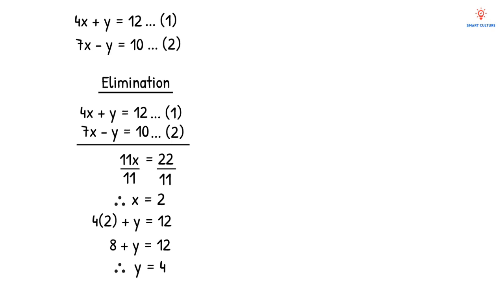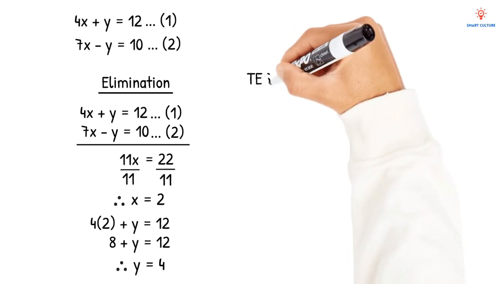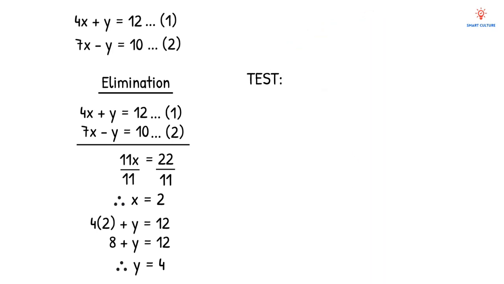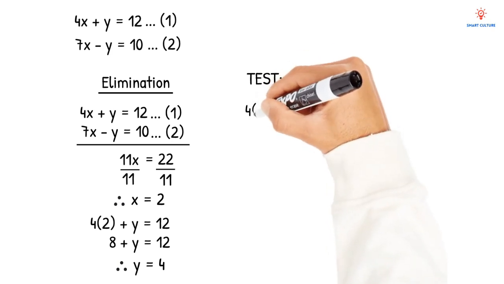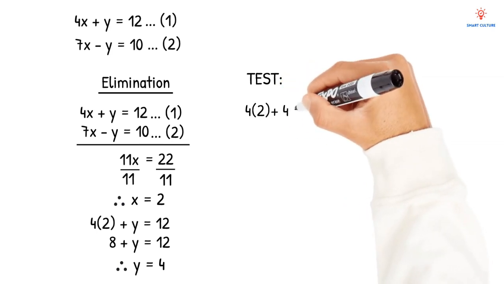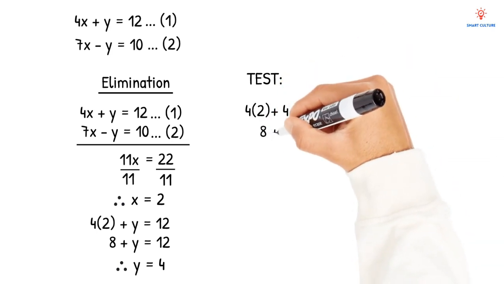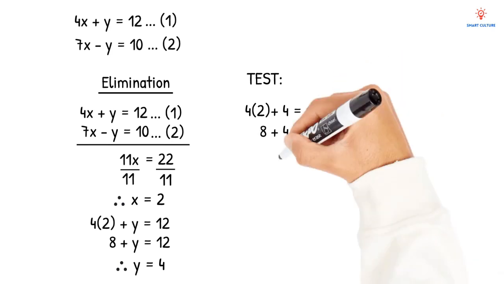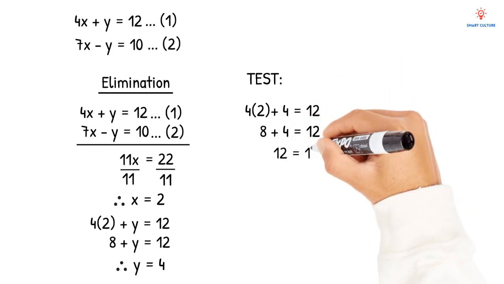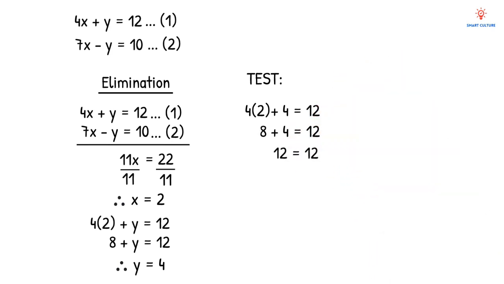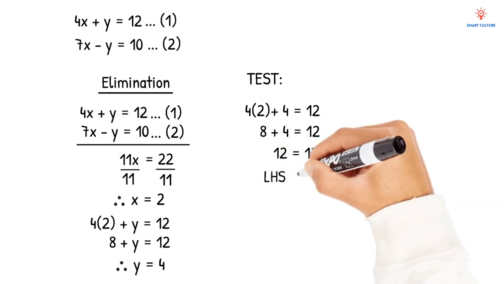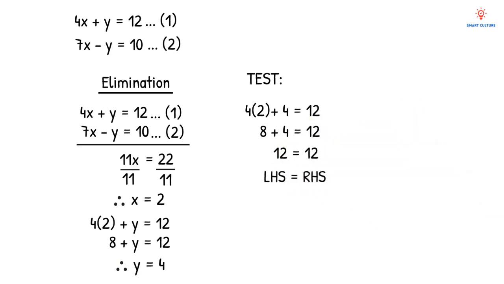Now that we have the value for x and we have the value for y, we can test these values to see if they are correct. So you can either use the first or the second equation, but in this example, we'll use the first equation. And then we sub in the values for x and y. So 4 times 2 is equal to 8. And 8 plus 4 is equal to 12. So here you can see the left-hand side is equal to the right-hand side. So these values are indeed correct.